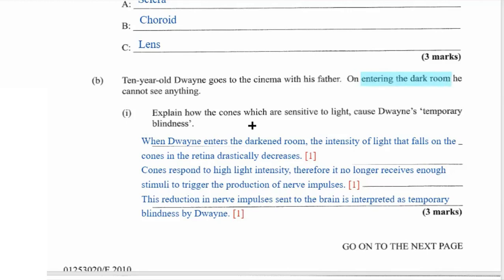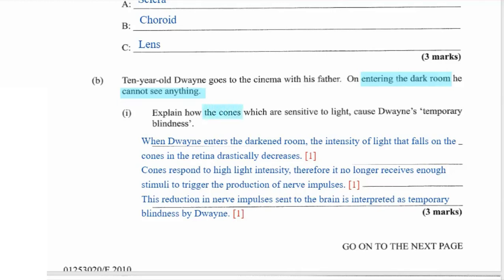Remember, you have two types of photoreceptor cells. You have cones and you have rods. The cones are the ones that allow you to see color and are very sensitive to light, but they respond to high light intensity. Rods respond to low light intensity, but they don't allow you to see color. So when they ask you to talk about the cones, you have to give your answer in that context. And that is what we are doing here.